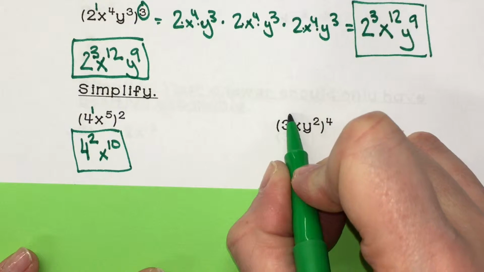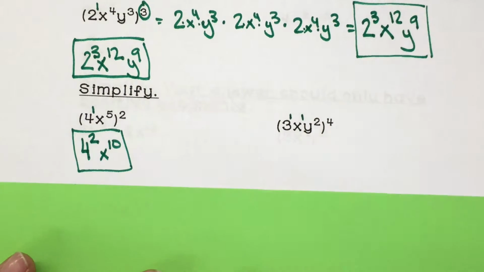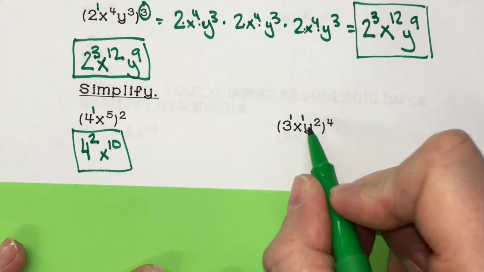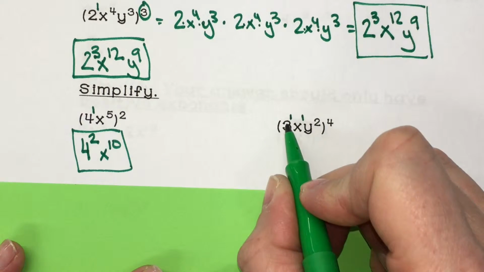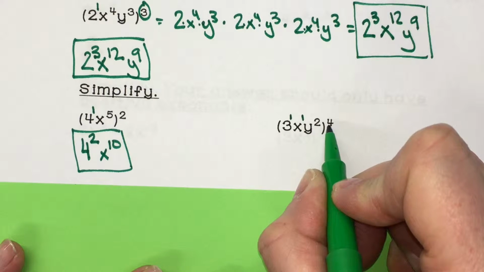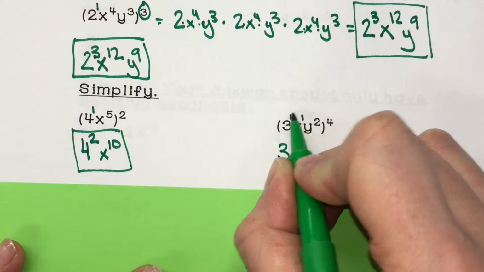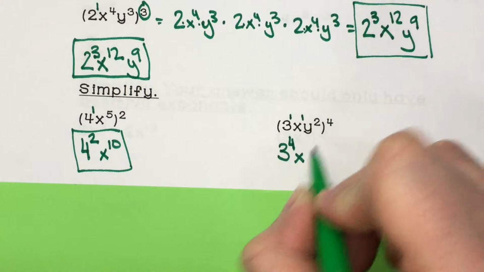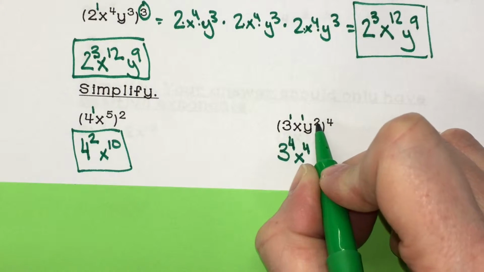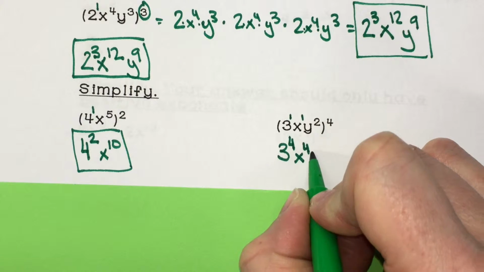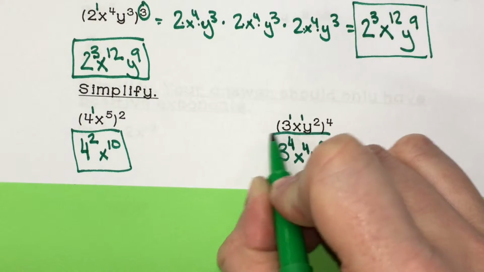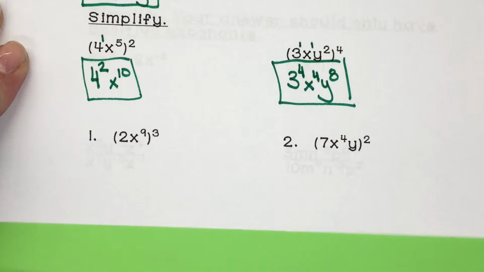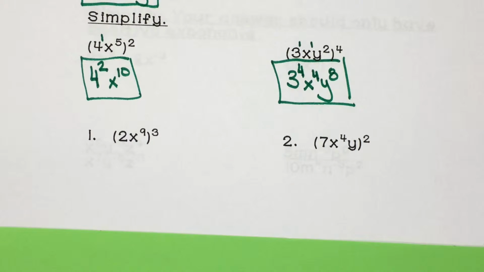All right, again here. 3 needs to be raised to the power of 1. X needs to be raised to the power of 1. And y already has an exponent. So now that everything inside has an exponent, I'm going to multiply the exponents inside by the one on the outside. 3 to the power of 1 times 4 is 4. X to the power of 1 times 4 is 4. And y to the power of 2 times 2 is 8. Okay, so it's fairly simple. Go ahead and try these two problems. I'll go through the answers with you when you're ready.